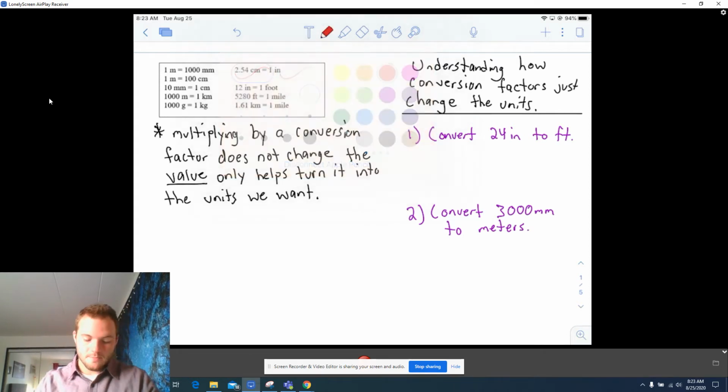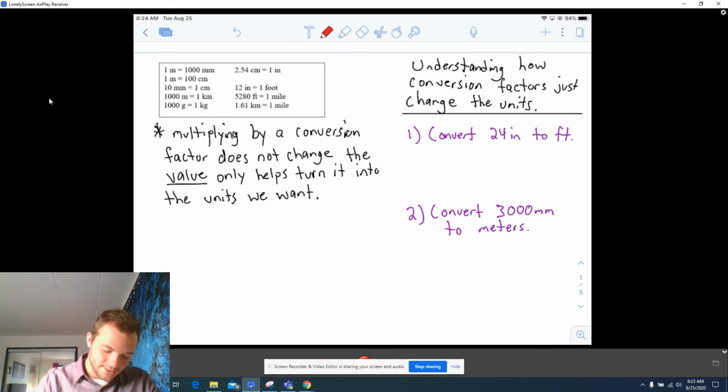Let's take a look over here. Understanding how conversion factors just change the units, not the value. So we're going to convert 24 inches into feet. What I'm going to do is start with 24 inches, and I want to multiply this by a conversion factor. So we're going to come to our chart and say, all right, which one can get me from inches to feet?